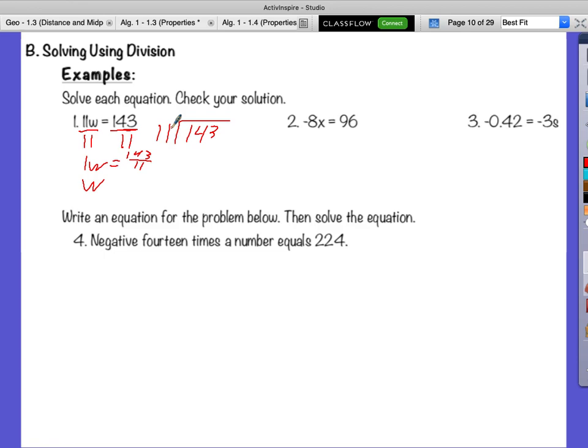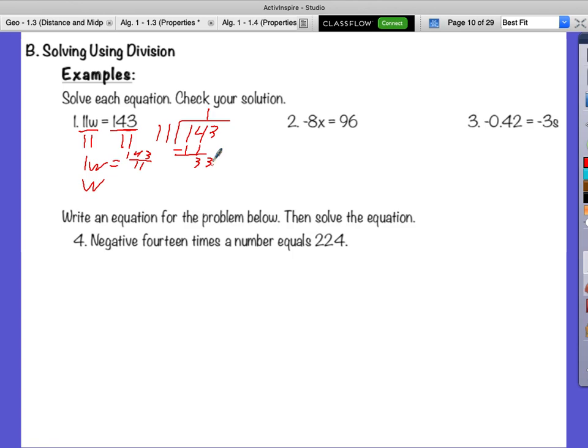Okay. How many times does 11 go into 1? No. But does 11 go into 14? Yes, once. We're going to put that above the 4 there. So what's 1 times 11? 11. Subtract. What's 14 minus 11? 3. 4 minus 1 is 3, 1 minus 1 is 0. Now we bring the 3 down.